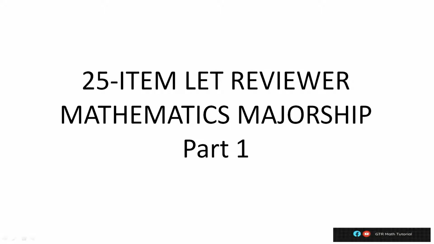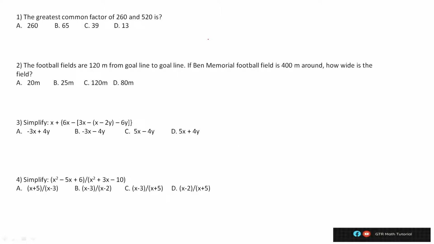Okay, let's start. 25 items, LET reviewer for Mathematics majorship, part 1. Number 1: the greatest common factor of 260 and 520 is: letter A, 260; letter B, 65; letter C, 39; and letter D, 13.